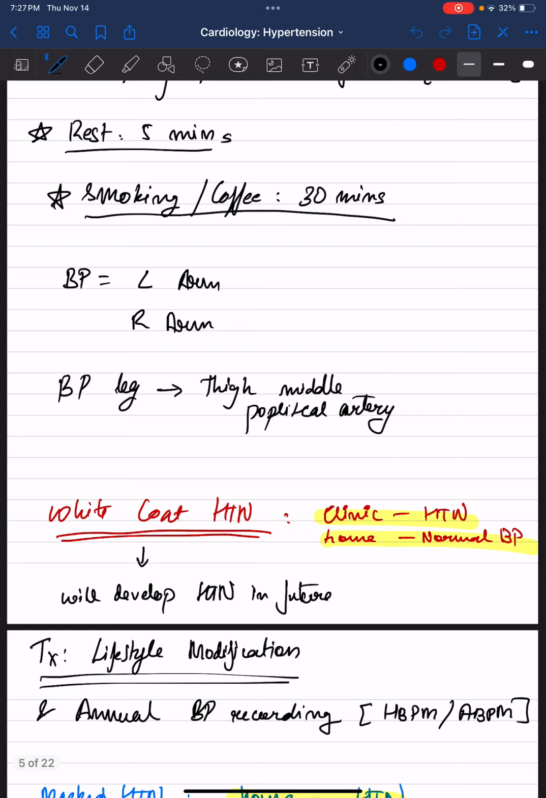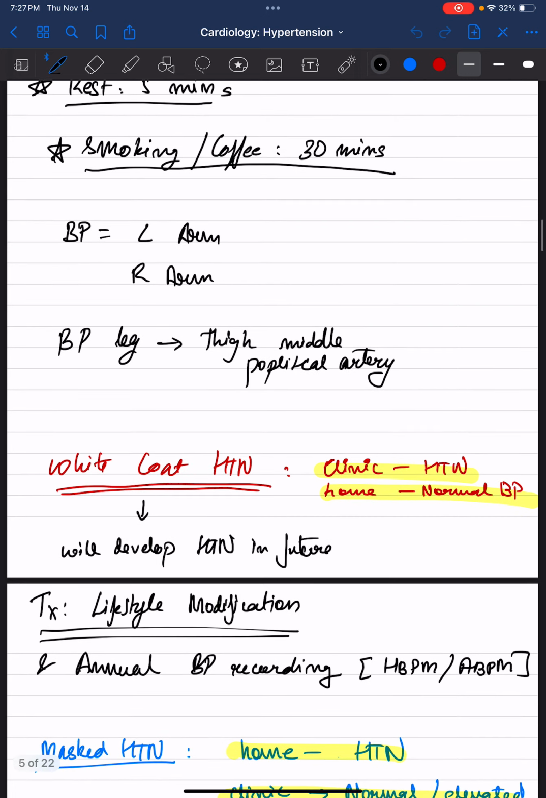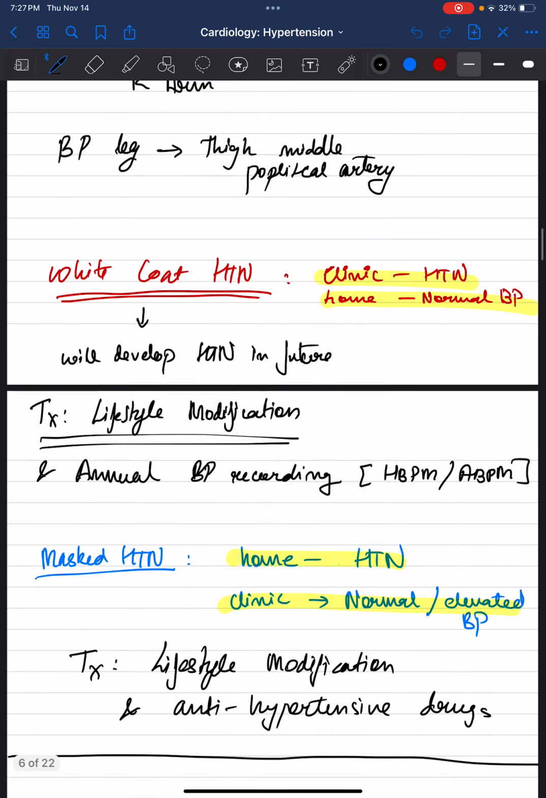And BP in the left arm and right arm can slightly differ. BP in the leg is taken on the thigh in the middle, and it measures the BP from the popliteal artery.